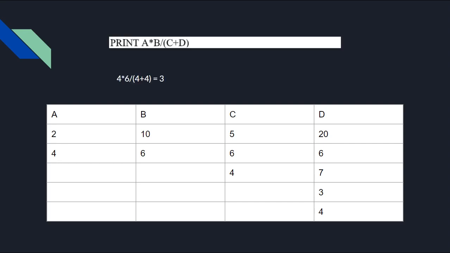And here is the output. So it says print A times B divided by C plus D. And as you can see there, I substituted in the proper values. This will end up simplifying to 24 over 8, which is 3. And that would be your answer for this problem because that's what gets printed out.